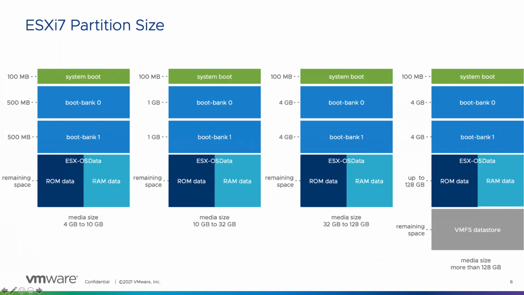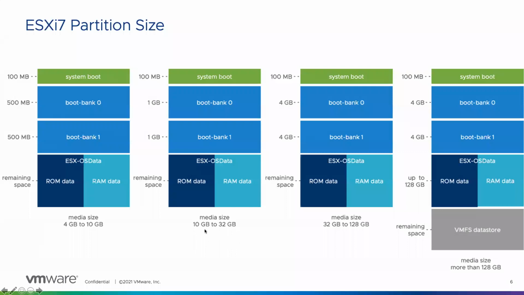So when we were talking about the dynamic partition, this is how your partition size will be laid out. For example, if you are using a boot media of 4 GB to 10 GB in capacity, then this is how your partition size will look. You will have a fixed 100 MB of system boot partition, and then 500 MB for boot bank 0 and 500 MB for boot bank 1.